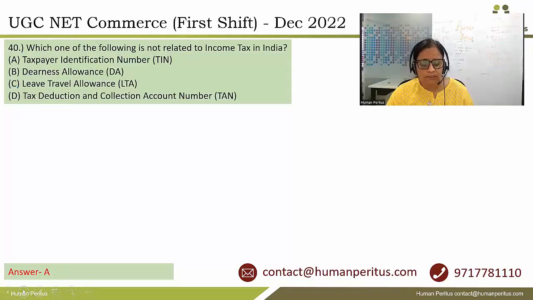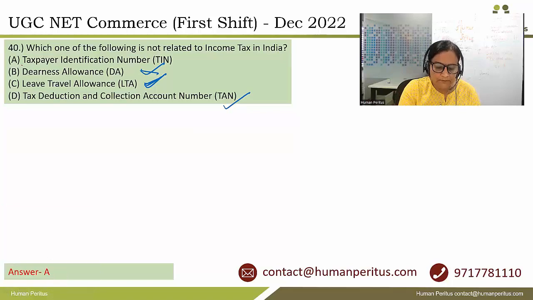Okay, which one of the following is not related to income tax in India? So if you look at the options B, C, D, particularly B and C, they are the components of the salary on which the income tax has to be paid. So these are related to income tax. So tax deduction and collection account number is that number which has to be obtained by those persons who deduct tax and collect tax on account of the government and then deposit it to the government itself. So this is again related to the income tax. So which is not related to income tax is this one, taxpayer identification number. This needs to be obtained by those dealers or traders who enter into transactions which attract value added tax, VAT, right? So this is not related to income tax. Okay, so the correct option to this question is A.